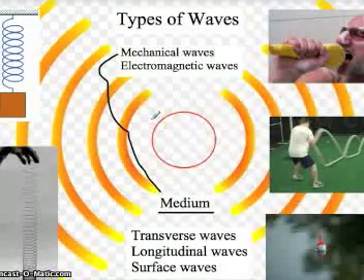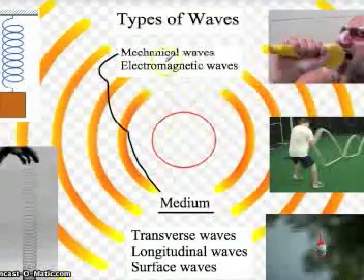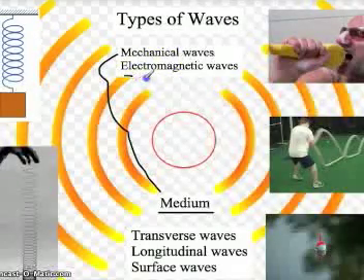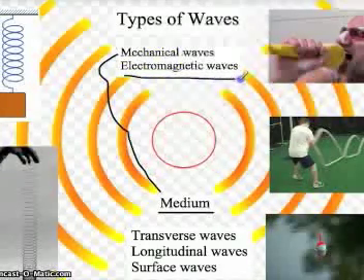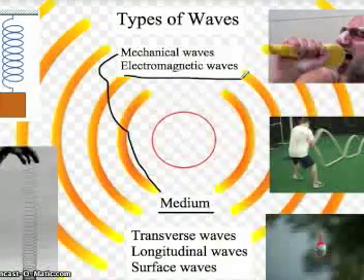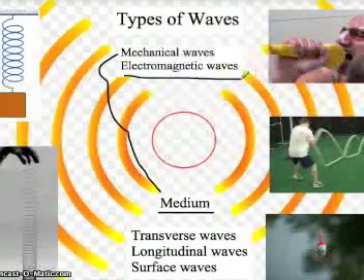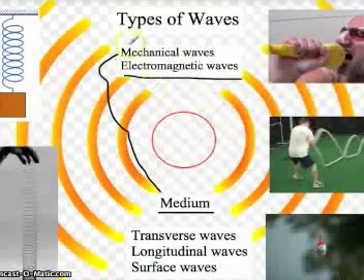Now there is one kind of wave that does not require a medium. You probably guessed what it was since it's right here. Electromagnetic waves do not require a medium. So what is an electromagnetic wave? Well, light.